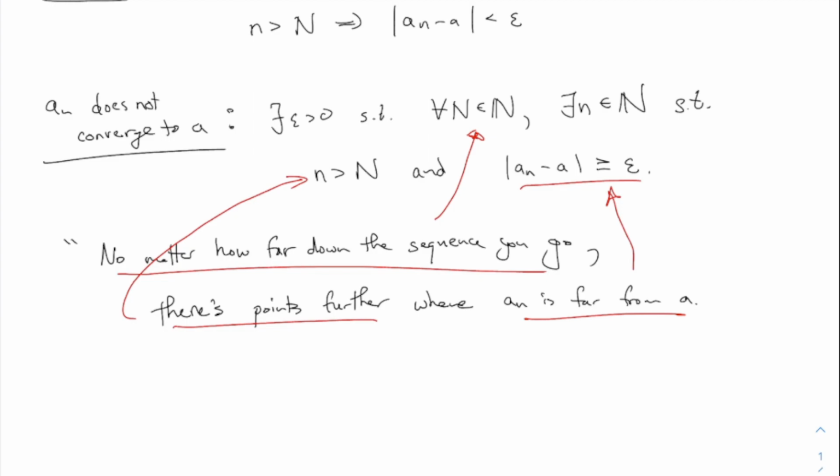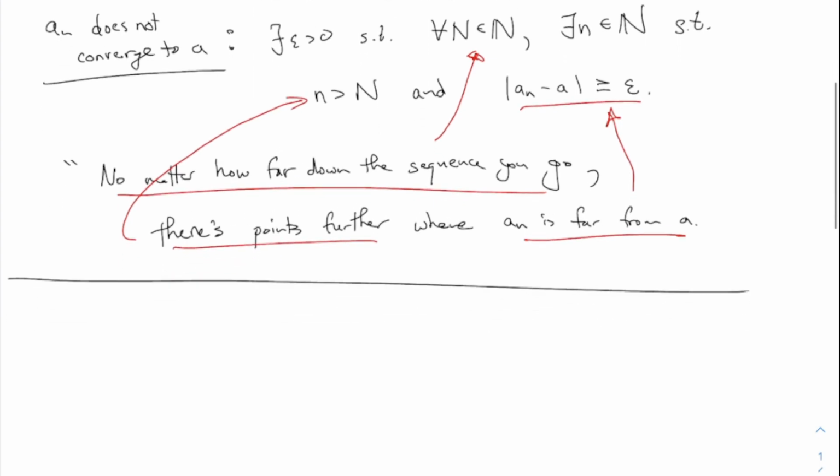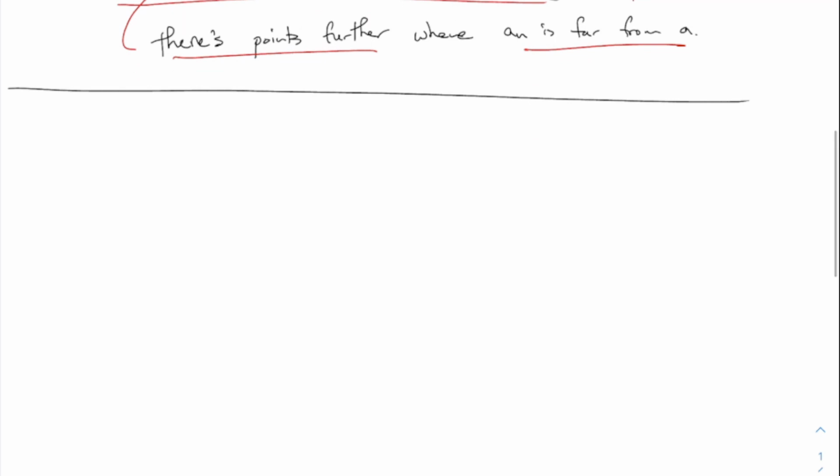All right, let's try and do one proof where we show that some sequence does not converge to something. How about a_n is the sequence (-1)^n. Unfortunately I've got to scroll that, sorry. If I were to write out the terms of this, it's just -1, 1, -1, 1.